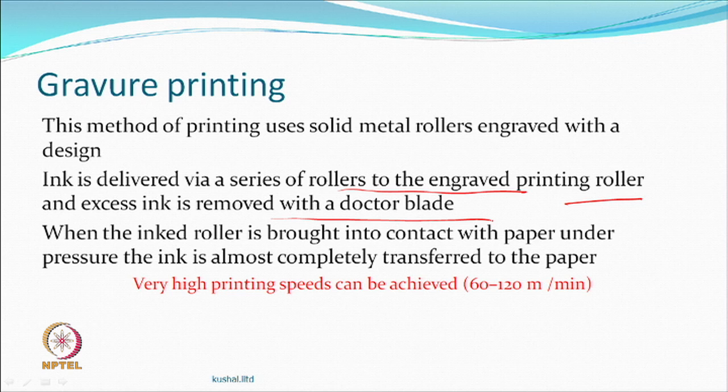So, it is more or less a similar machine. The ink roller is brought in contact with the paper under pressure, and the ink is almost completely transferred to the paper. That is what the principle is. Here, because everything is smooth, most of the roller surface is plane and the design is inside. So, you can actually think of increasing the speed.